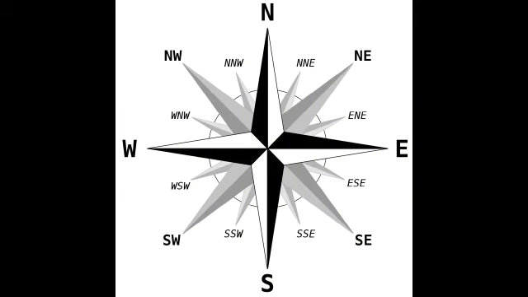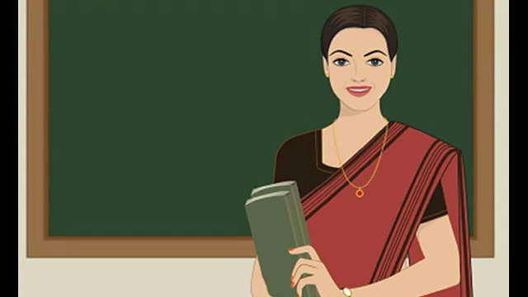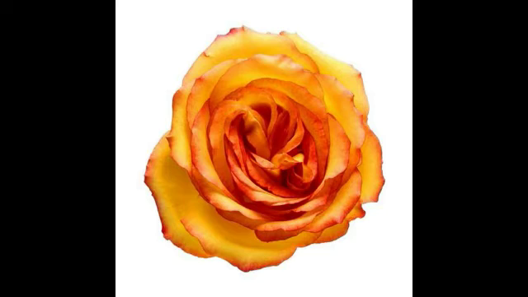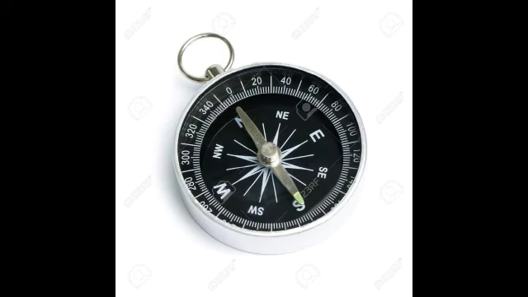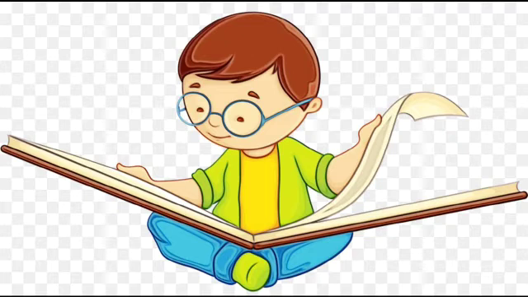As time passed, people started using the compass rose or the wind rose. Compass rose is an instrument which displays the cardinal directions. The word rose comes from its appearance as it resembles the petals of a rose. The compass rose always points to the north direction. Let's read the Did You Know section to understand more on this.